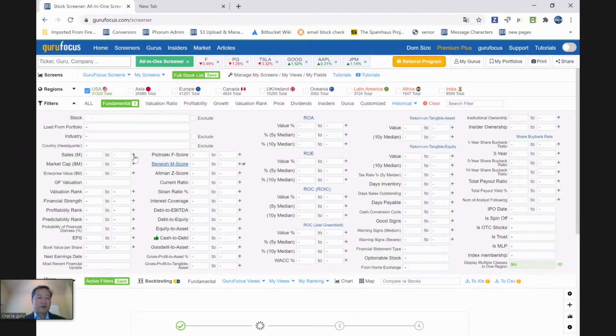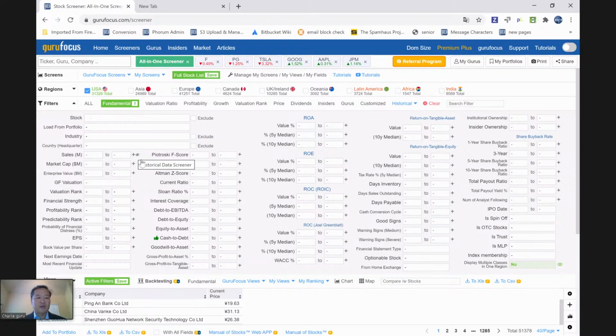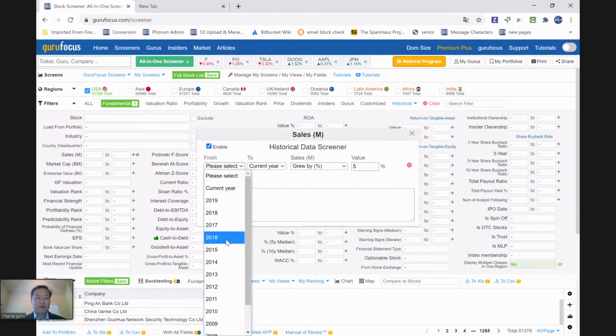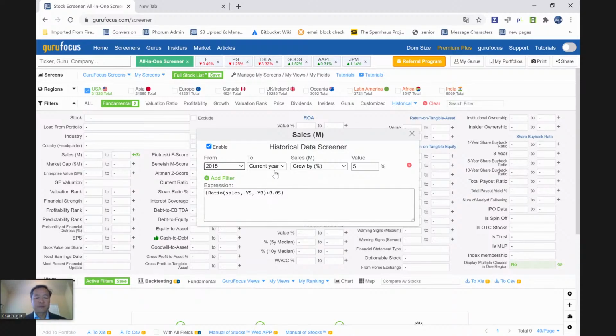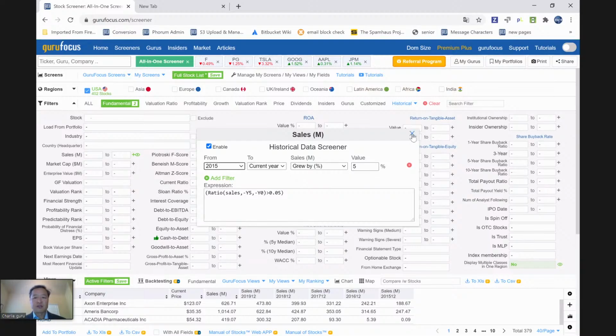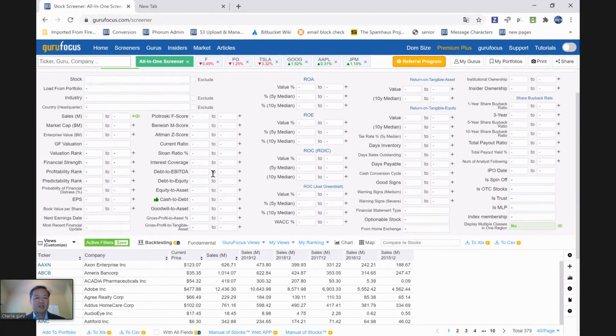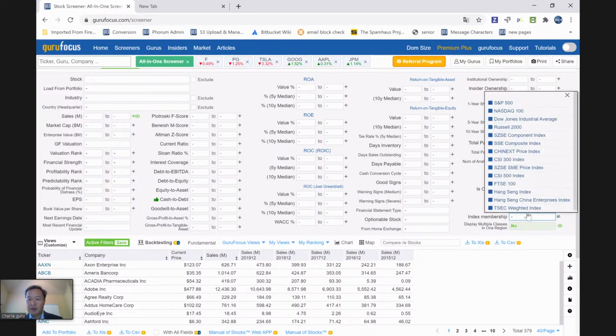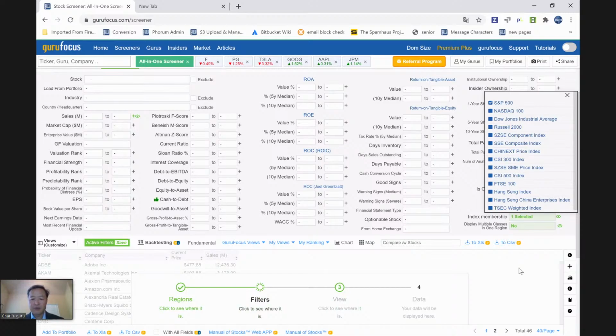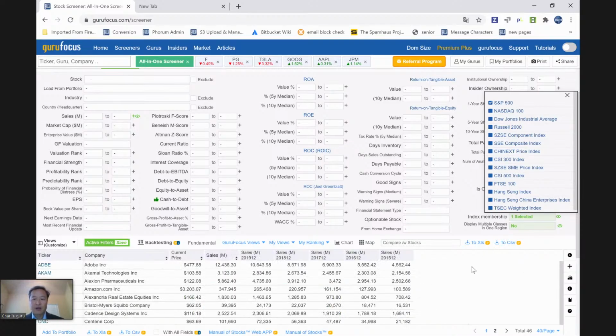Okay, if, for instance, historical sales, and I want from 2015 to current year, the sales grow at least 5%. So I just select that. You can see that the results are already here. These are the companies which had sales grow at least 5% every year from 2015. And if I just want to limit it to S&P 500, I limit to what's called index membership. Okay, now they're selected here.